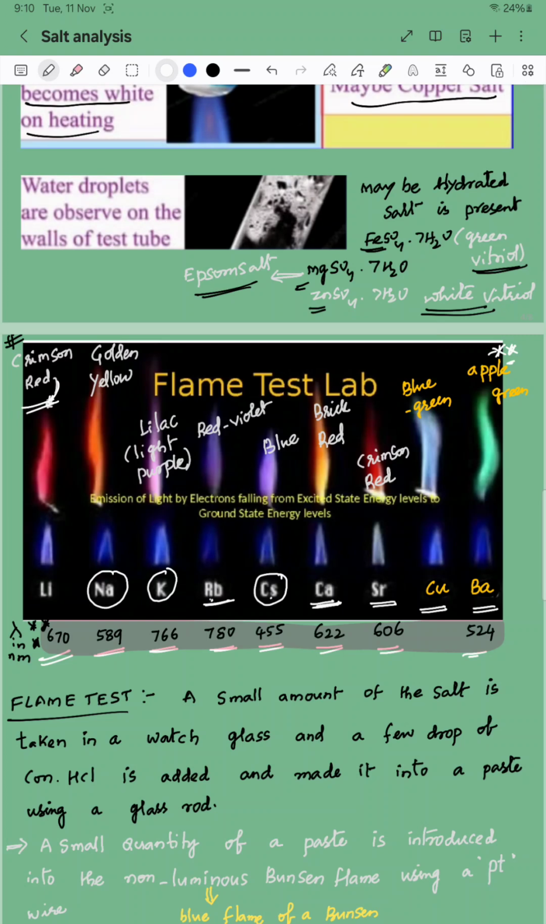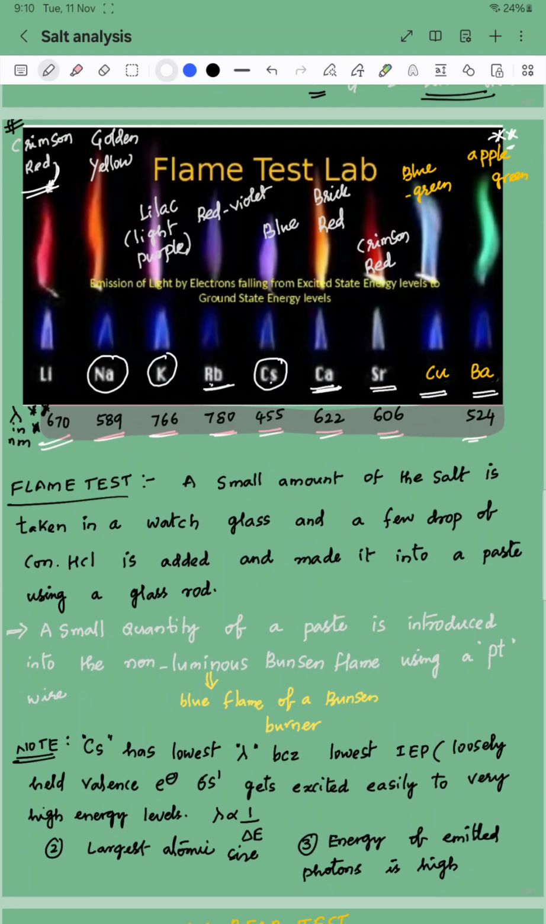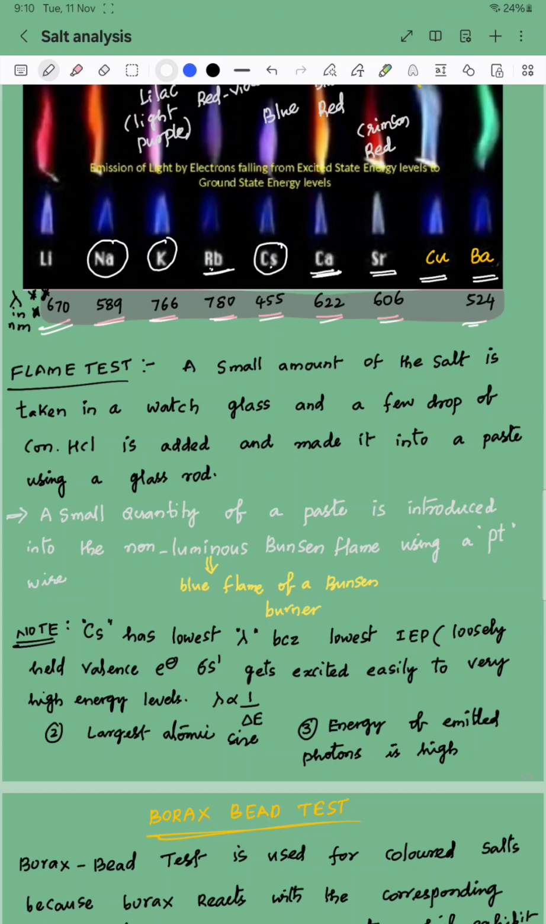Take the sample on a glass rod and heat it on a non-luminous flame, then it will give some color. Based on that color, we can easily identify what type of metals are present. For the flame test, a small amount of the salt is taken in a watch glass and a few drops of concentrated HCl added and made into a paste using a glass rod. A small quantity of the paste is introduced into a non-luminous Bunsen flame using a platinum wire. Non-luminous here means region 2.